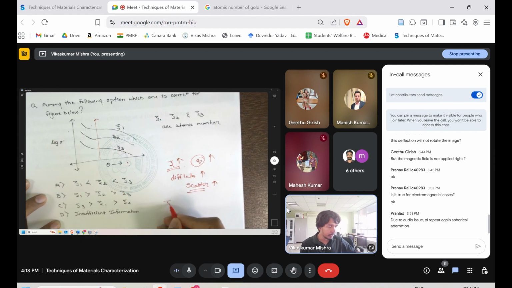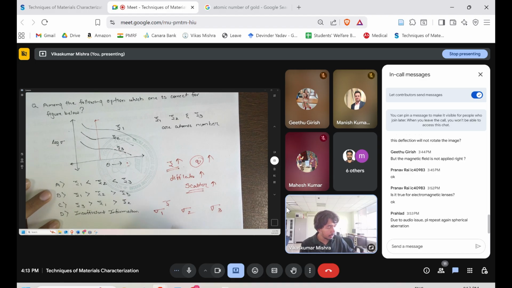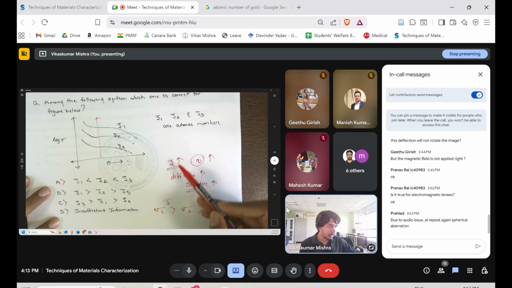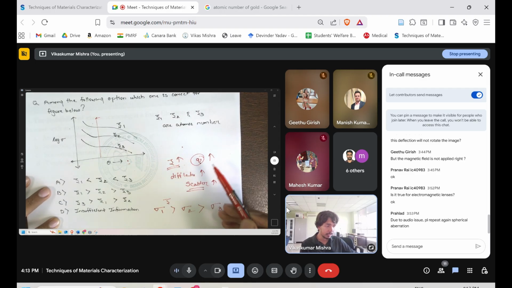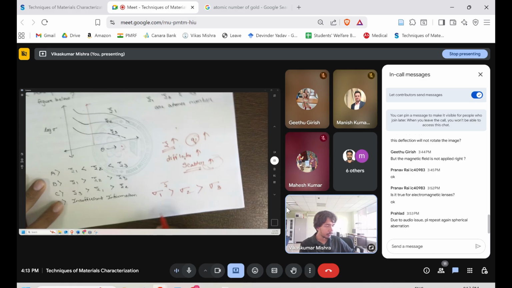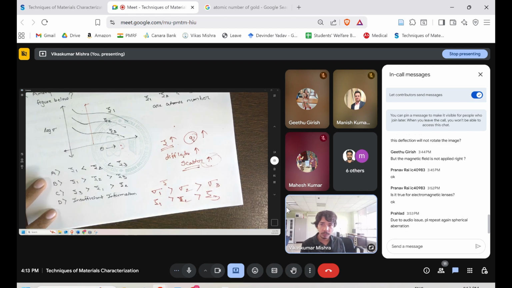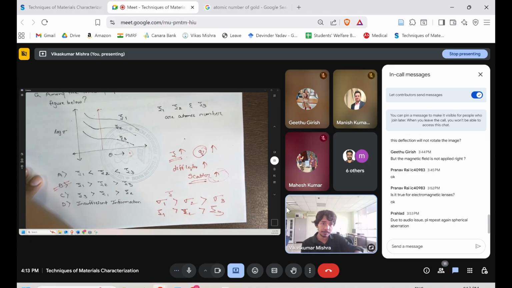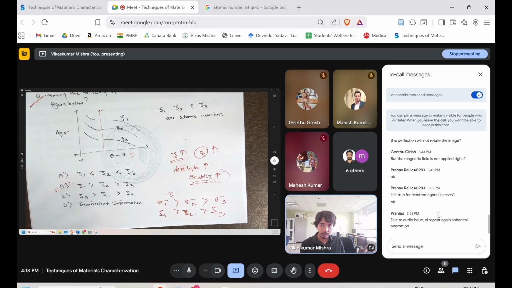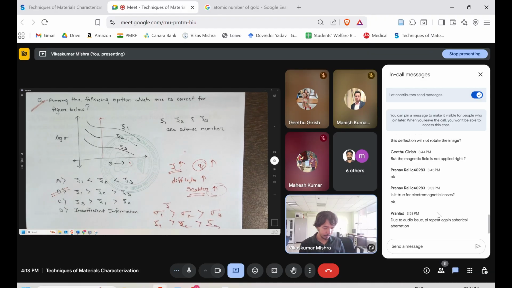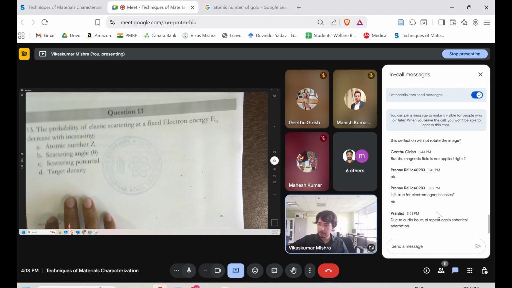Looking at the scattering, sigma 1, sigma 2, sigma 3. Sigma 1 is more, sigma 2 is more, we know from the figure. From this we got to know that Z is increasing, which means the charge of the nucleus is increasing, it will deflect more, and it will scatter more. They are going hand in hand. So we can say that Z1 is greater than Z2, which is greater than Z3. So the right answer is option B. Let me know if there is any doubt in this question. Okay, since there is none, let's move ahead to the next question, question number 13.